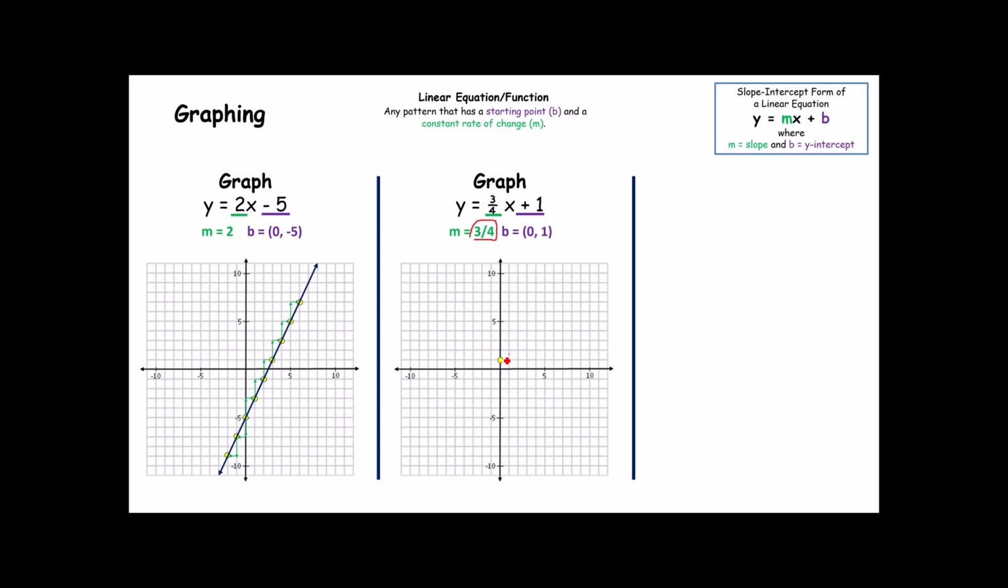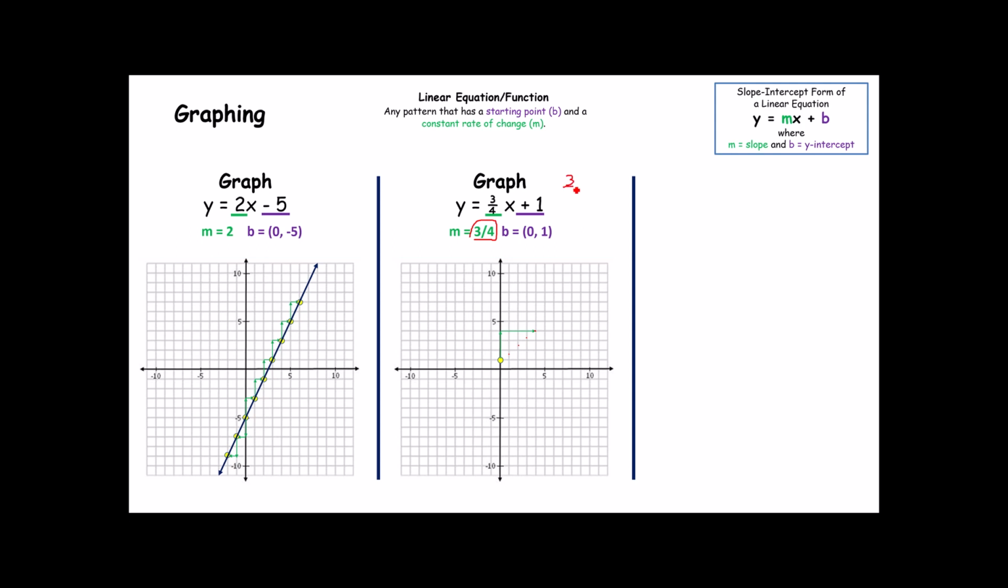It's rather difficult to do, but if I go up 3/4 and then I go up 3/4 more, and up 3/4 more, and up 3/4 more, you'll notice that eventually I do end up at an intersection. And that intersection is the same intersection that I would have gotten if I had just gone up 3 and over 4 to begin with.